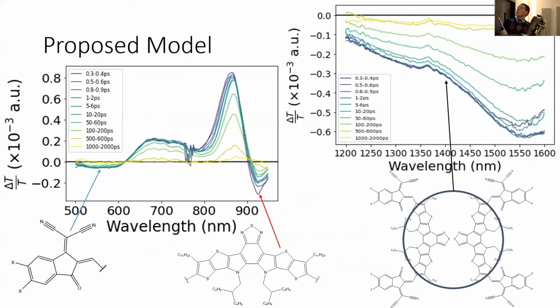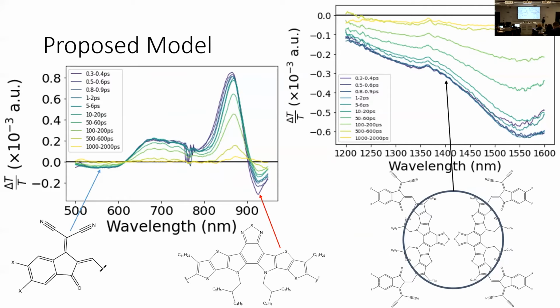What is our proposed model to explain all of this then? So I'll start on the right-hand side. What we think is the true nature of this, what they call the intermoiety state, I'll call the intermolecular CT state, is really a delocalization of the holes within a Y6 dimer. So the hole is delocalized across two molecules here, and that is what is giving rise to these transitions.